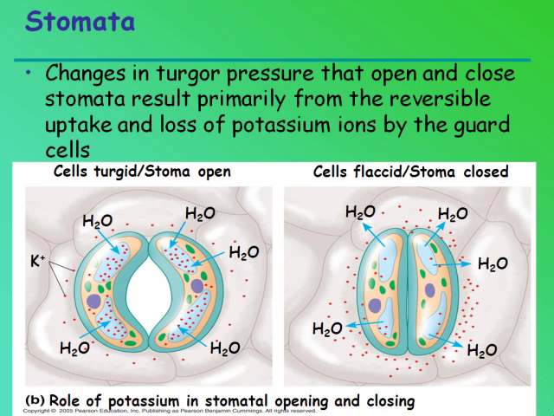Changes in turgor pressure that open and close these stomata result primarily from reversible uptake of potassium ions. So here, water going in, potassium ions, and loss of potassium ions. Potassium plays a role here, the red dots. Here they are going in, and here potassium ions are going out.